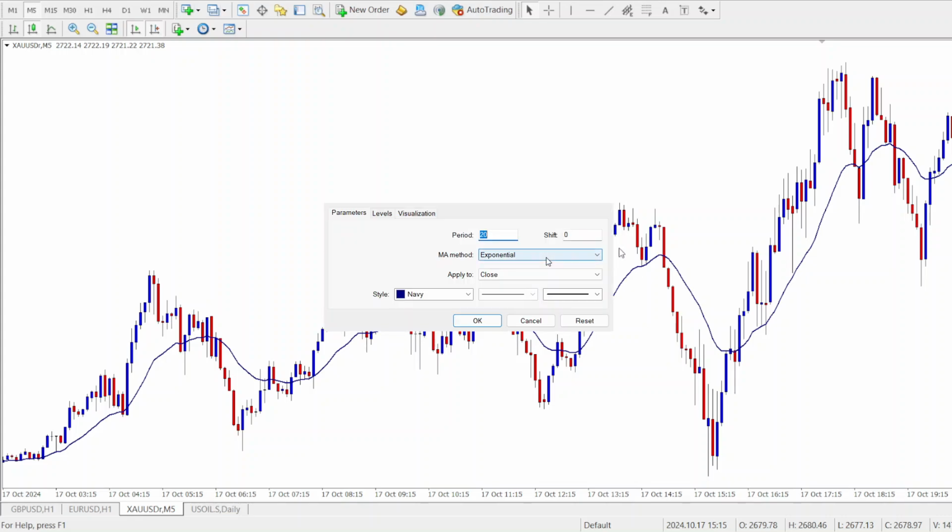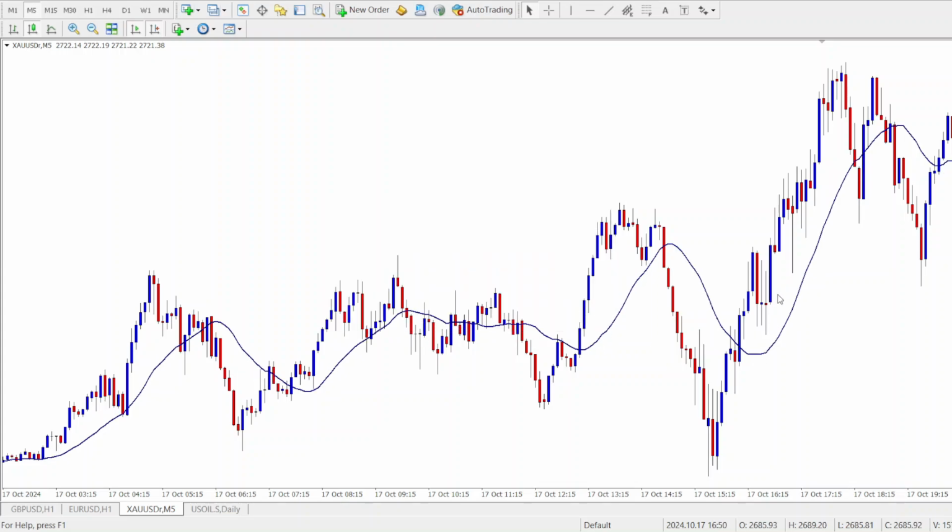The simple moving average is an indicator that also helps you identify the direction of the trend. It shows potential trend reversals, but it's not as fast in reacting to price compared to the EMA. Can you see that the EMA is usually closer to the candlesticks compared to the SMA?